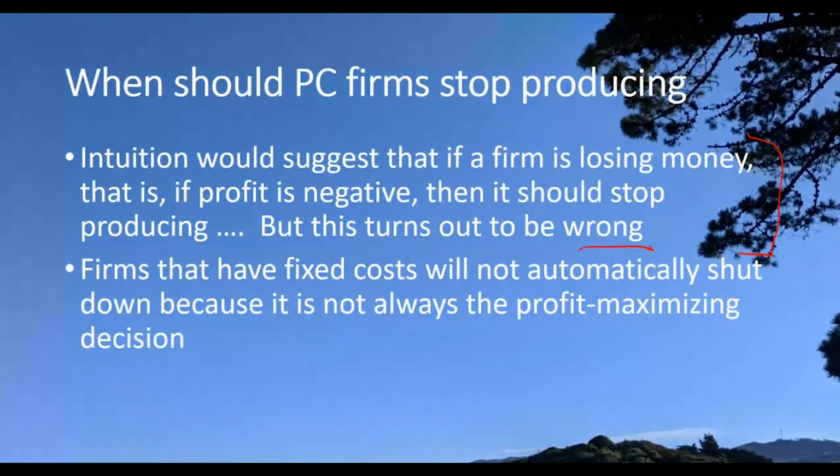We're going to see in particular that firms that have fixed costs in production, and because of the shape of our average cost and marginal costs up above, we do have firms with fixed costs, that these firms will not automatically shut down just because they're losing money. Okay, and I'm going to explain to you why that's true in the next slide.